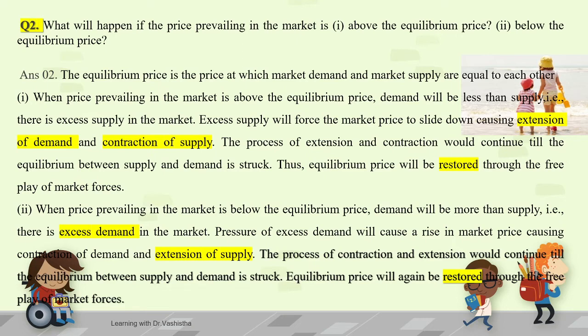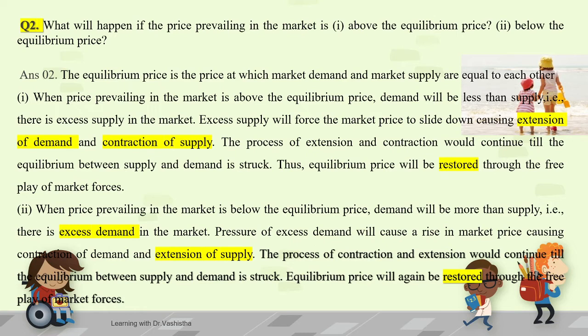So the first condition: the equilibrium price, as we all know, is the price at which market demand and market supply are equal to each other, because that is the condition of equilibrium. Now if the prevailing price is above the equilibrium price, demand will be less than the supply. There is excess supply in the market. Since the price has gone above the equilibrium price, that will affect the demand. So the demand will go down, and since the demand has gone down as compared to the supply, supply will be more than demand, and that will be the situation of excess supply in the market.